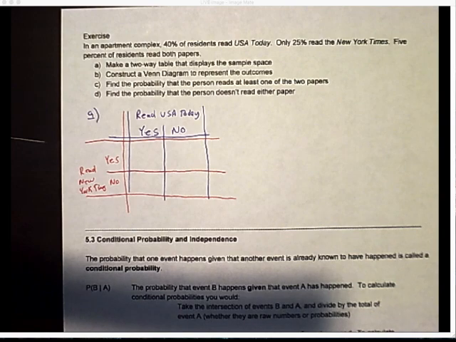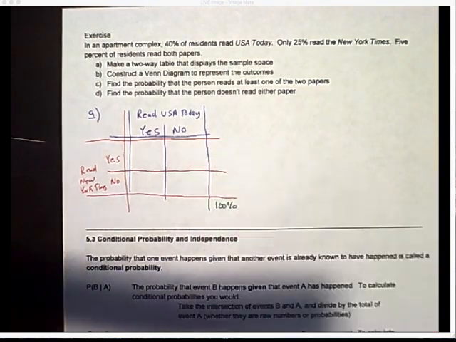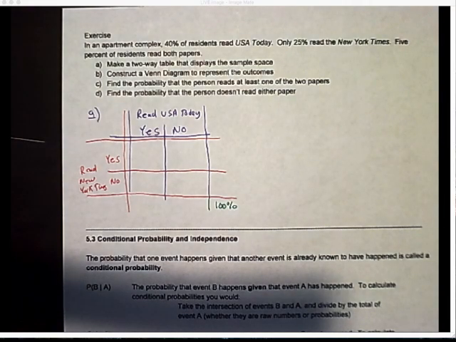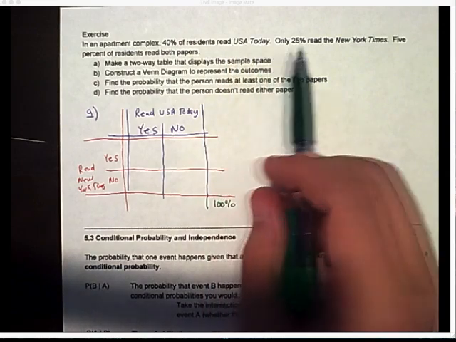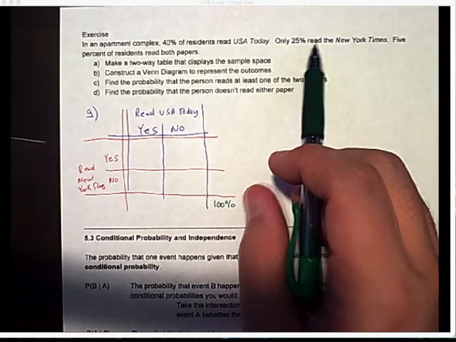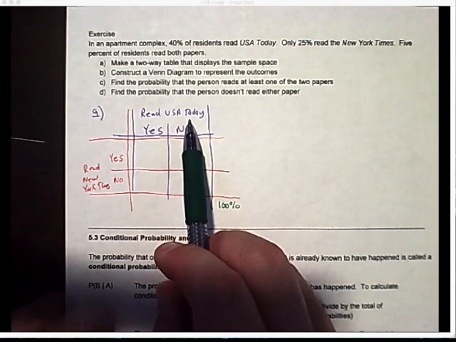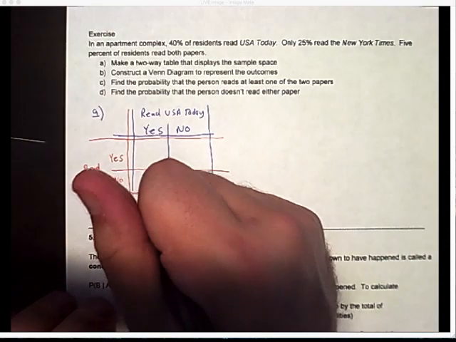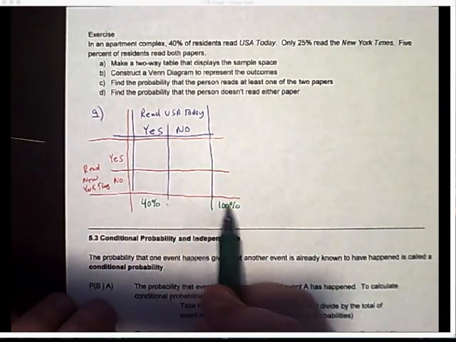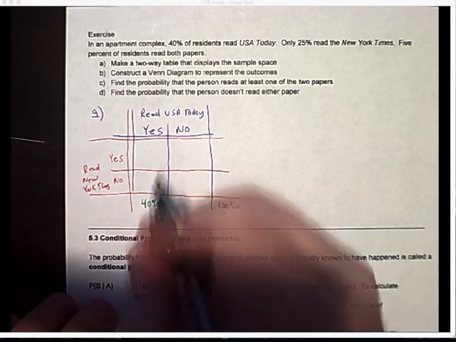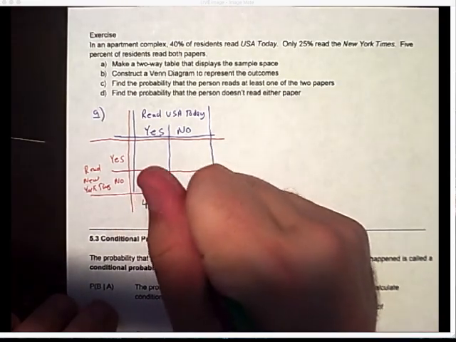So when we look at everybody, it should add up to 100%. So I can put percentages in here, that's fine. It says 40% of residents read USA Today. Only 25% read the New York Times. So in terms of reading USA Today, 40% do. So I can put 40% there. What do these two numbers have to add up to? Well, they have to add up to 100%. So 40% read USA Today, then I should know that 60% do not.